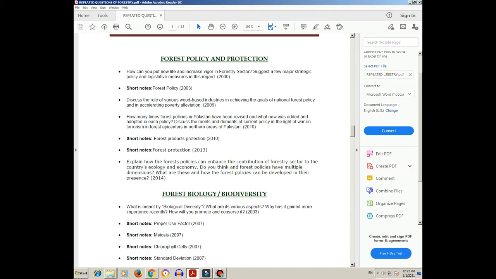Forest Products Protection. 2010 Short notes, Forest Protection. 2013 Explain how the forest policies can enhance the contribution of forestry sector to the country's ecology and economy. Do you think forest policies have multiple dimensions? What are these and how the forest policies can be developed in their presence?